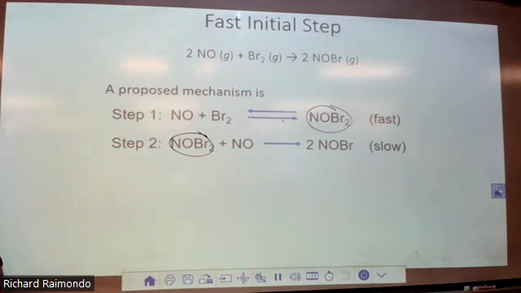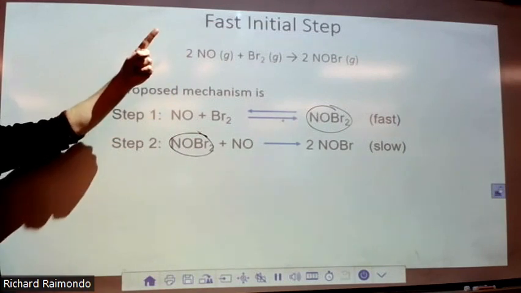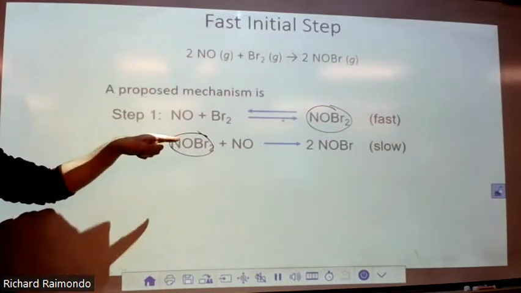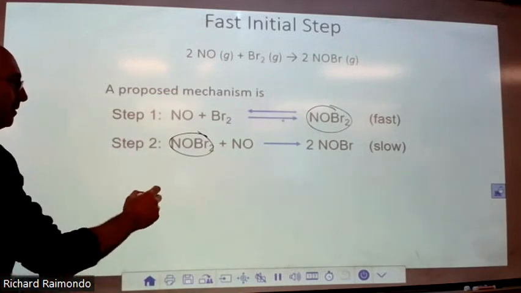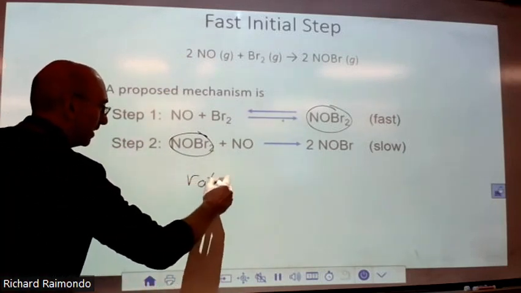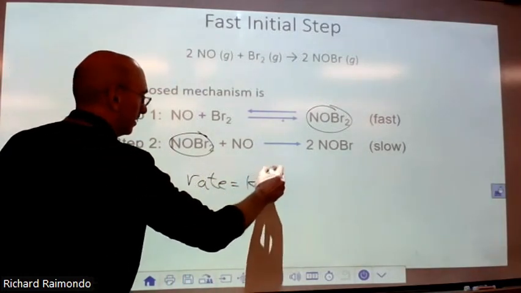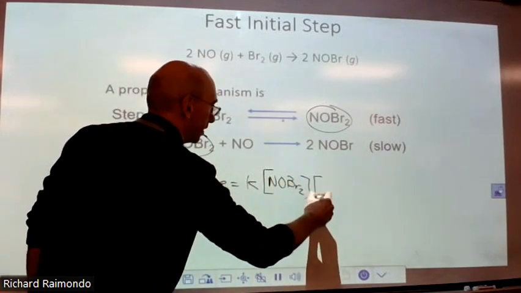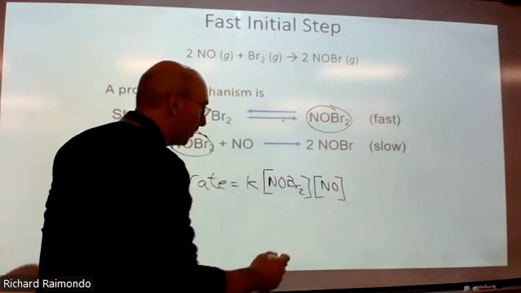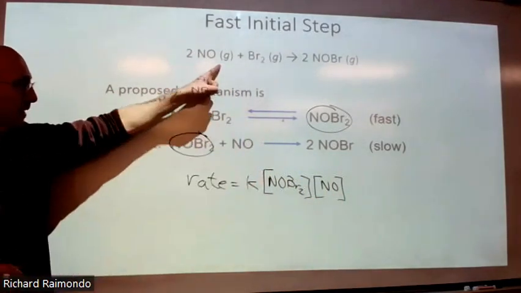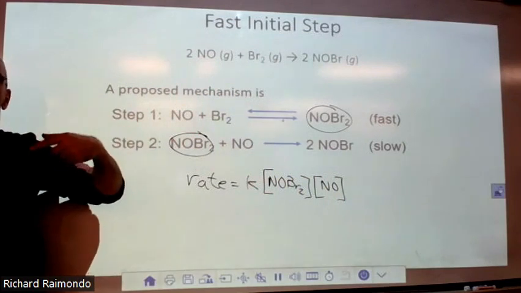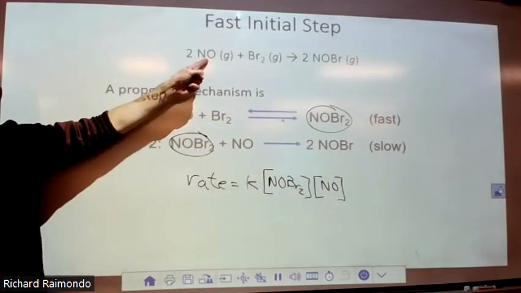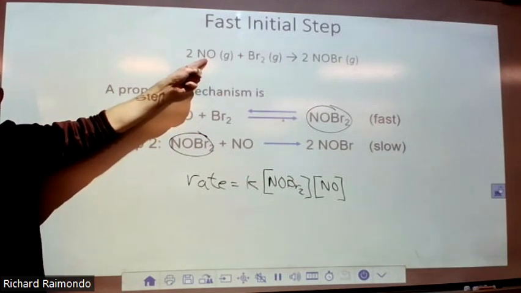So what's the rate law for this reaction? What do I have to do to find a rate law for this reaction? I have to write the rate law for the slow one. So what's the rate law for the slow one? Rate equals K, concentration of NOBr2, times the concentration of NO. However, there's no NOBr2 in here, right? So how can we say that this reaction depends on the concentration of something that we're not even putting in? What's up with that? You can't. Yeah, exactly.